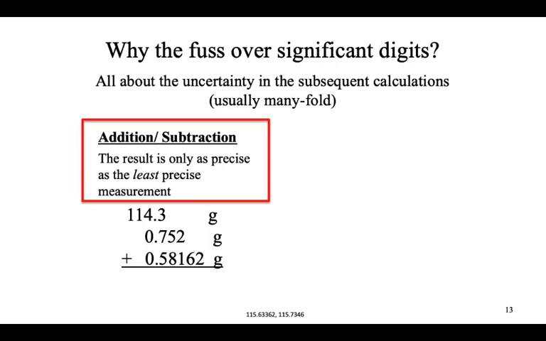So, why do we care? Okay, ultimately, the issue with sig figs is what we do with subsequent calculations of those measurements. Okay? Which means mathematical operations, addition and subtraction. The result is only as precise as the least precise measurement. So when we add those two things up, what do we end up getting?